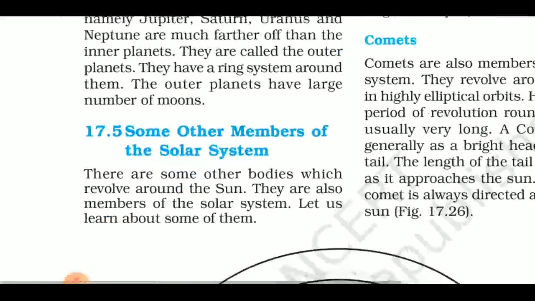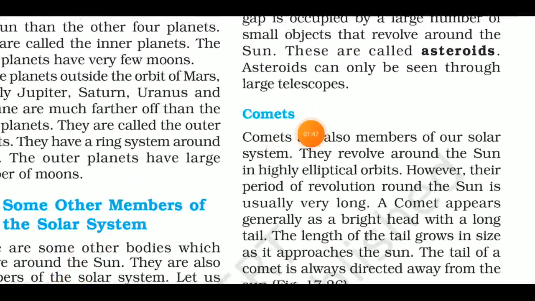Asteroids can only be seen through large telescopes. Because they are very small as compared to the planets, they can only be seen through the telescope. They are not visible with the naked eye.